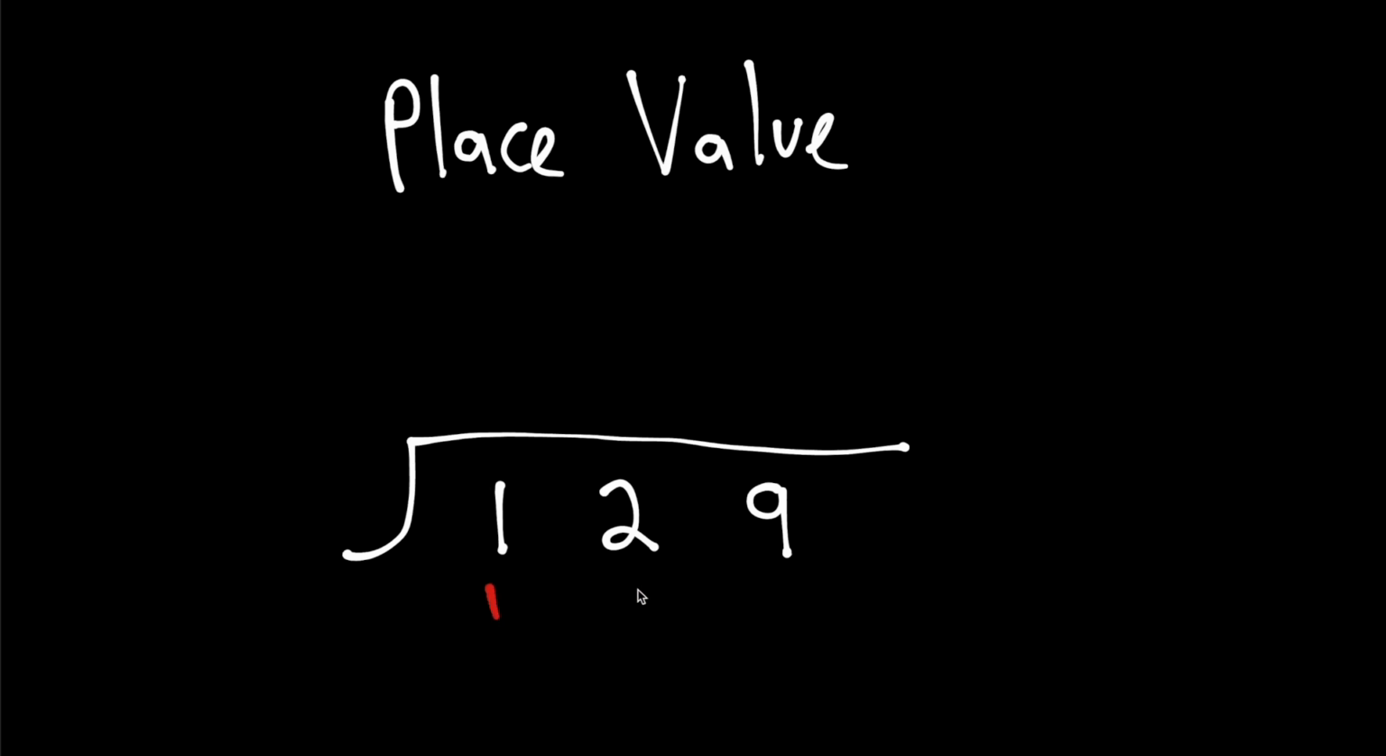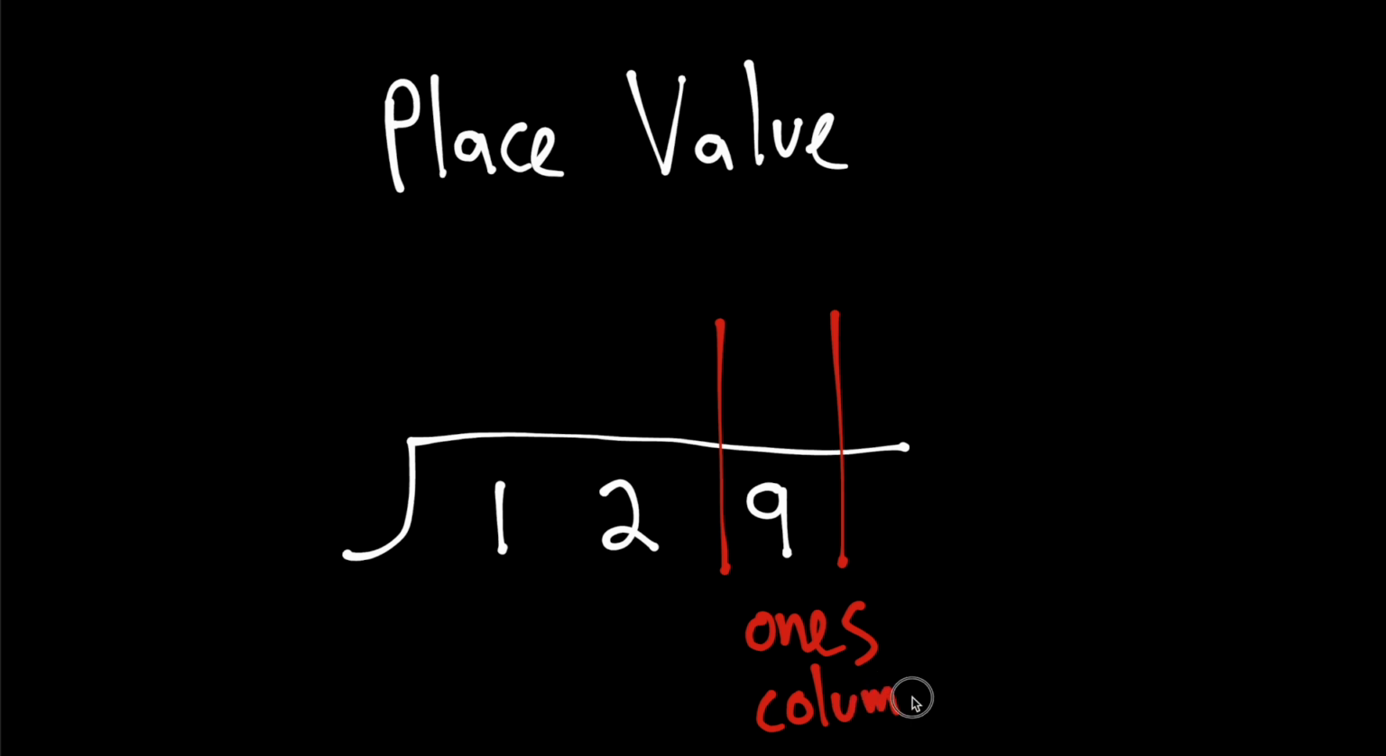So here I have three columns, and the first column, which is the ones column, has a 9 in it. I'll just write that one down. Ones column. Easy as. So the ones column has 9 in it, which is 9 ones. So moving to the next column, I'll highlight it, we'll go for blue. So this is called the tens column. Now, there's a 2 in the tens column, so we have 2 tens. So 2 tens and 9 ones.